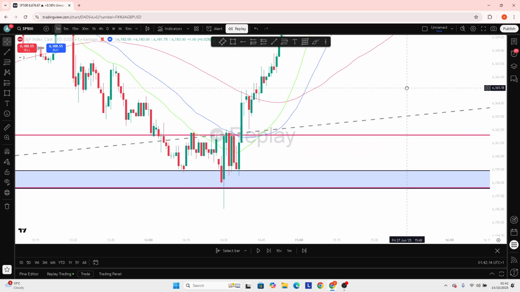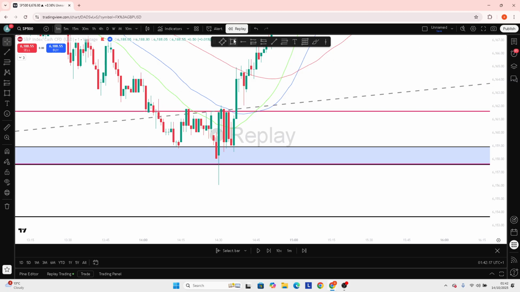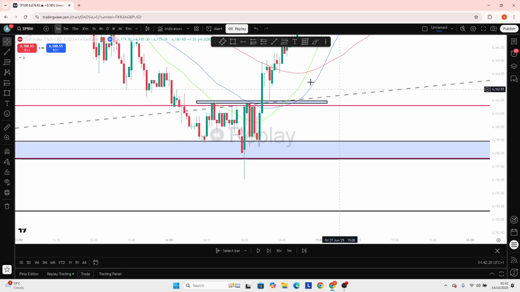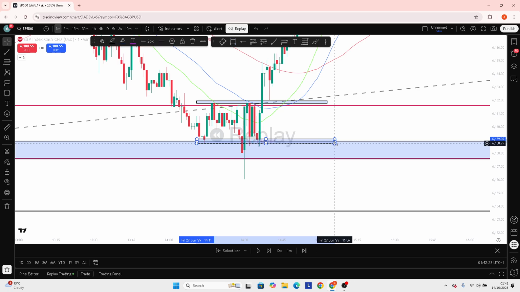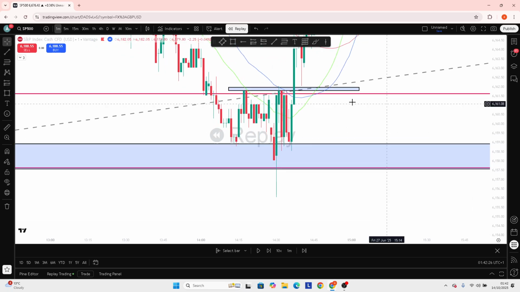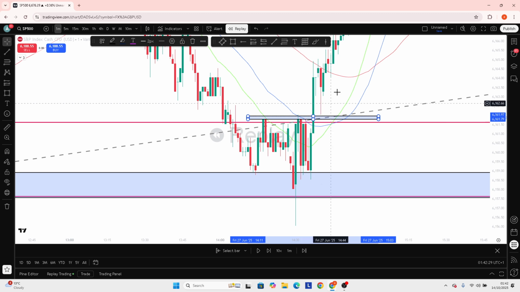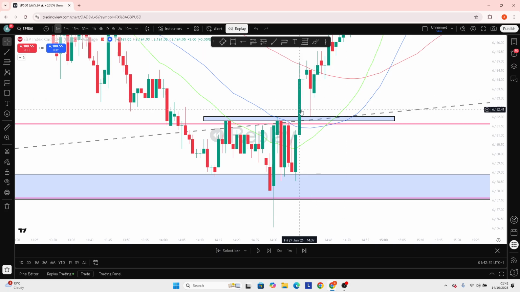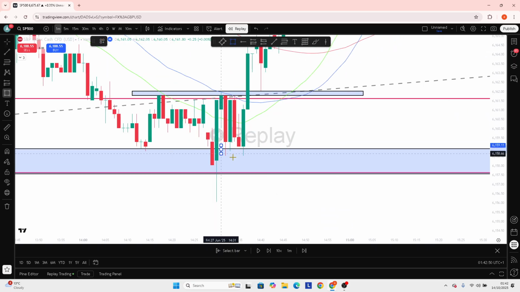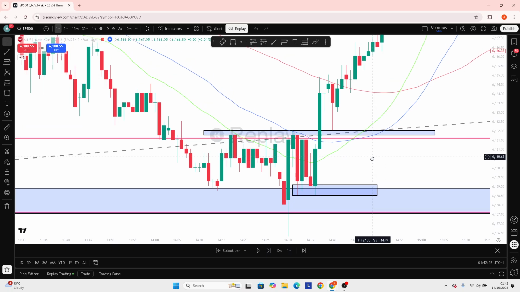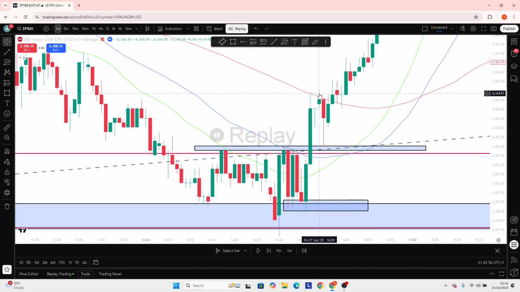We can see that price made a lower high right here, and then price made a lower low. What does that mean? That means if price breaches this high right here, then it's overall bullish. Lower high, lower high, lower low, lower high, higher low. Price decides to create this higher low right here. Now price creates a higher high.